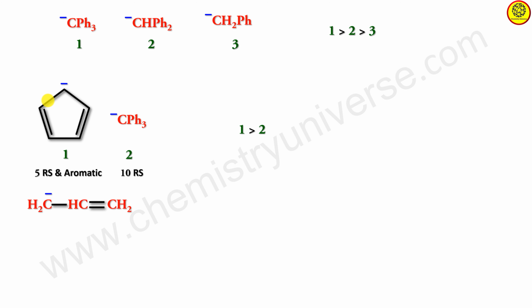Allylic carbanion and benzylic carbanion. Now 1 has how many resonating structures? It's got 2, and 2 has 4 structures. 1 in which the negative is right on this carbon, and 3 more when they are in the benzene ring. So obviously more resonating structures, 2 more than 1.